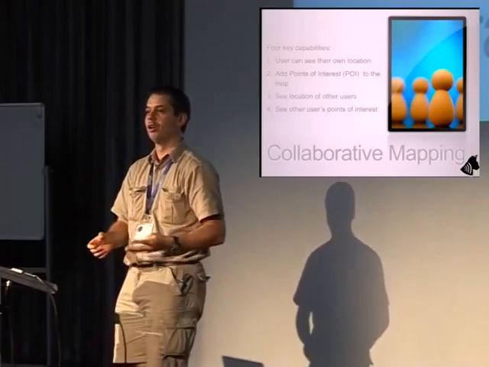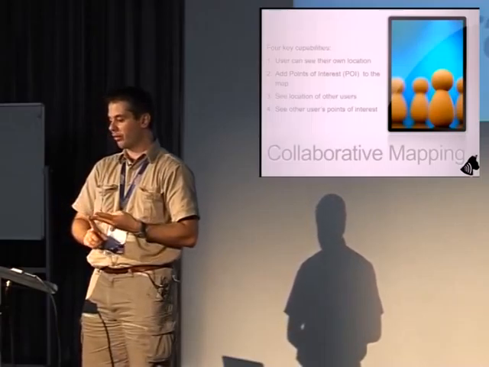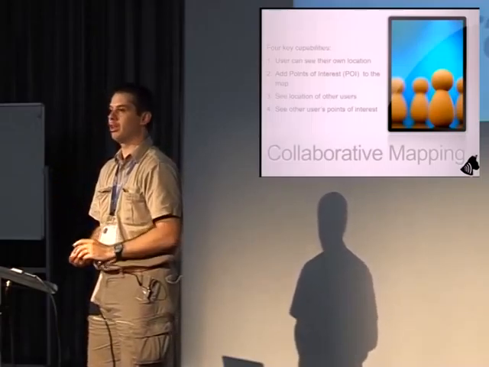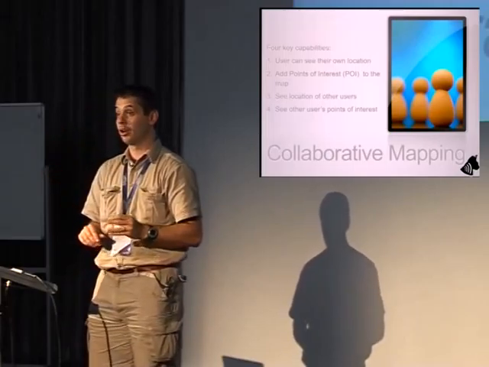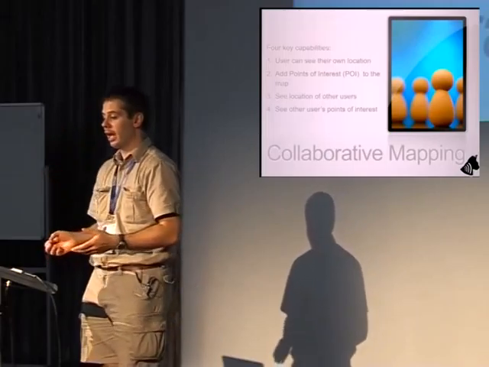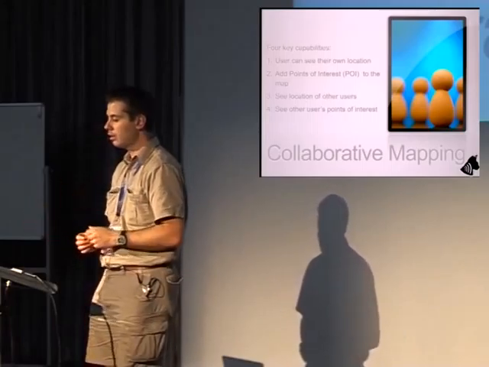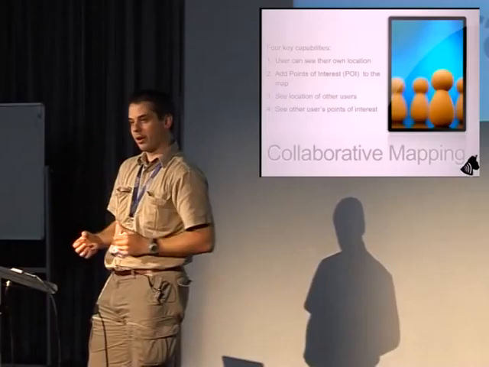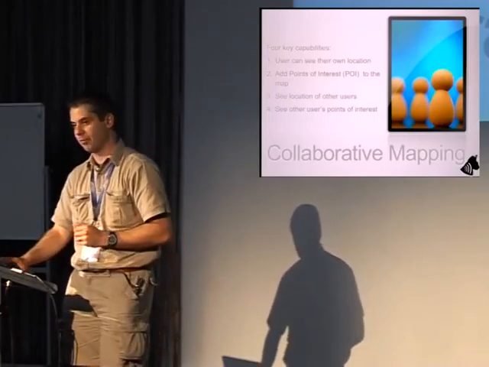So there are four things. You can see yourself on the map. You can add points of interest or incidents onto a map, and they'll be pinned on the map, and you can see where they are. You'd like to be able to see where other people are, and you'd like to be able to see the points of interest that other people pin on the map. So that was kind of our criteria of minimum functionality for a viable collaborative mapping system.